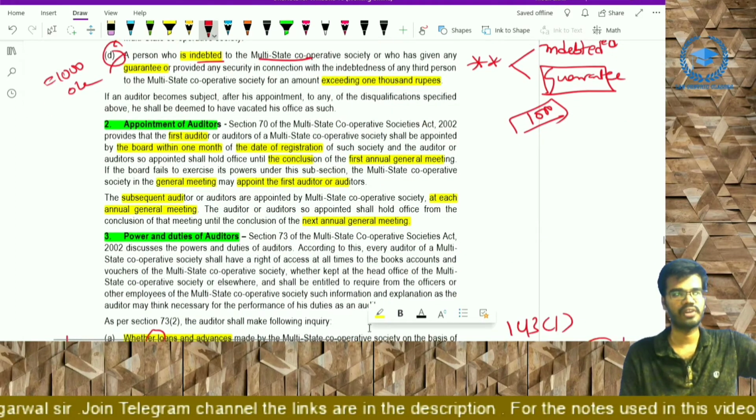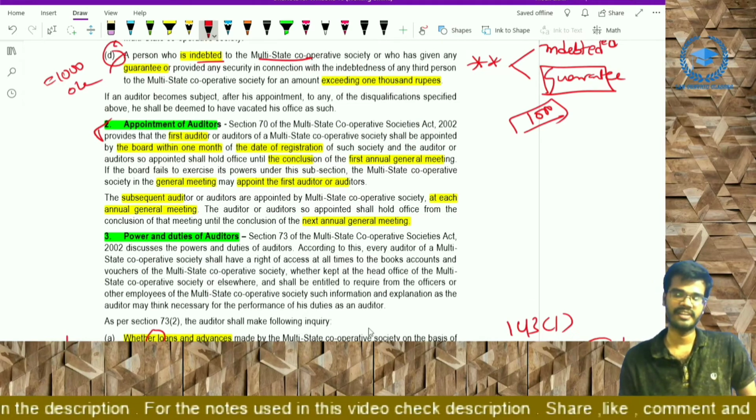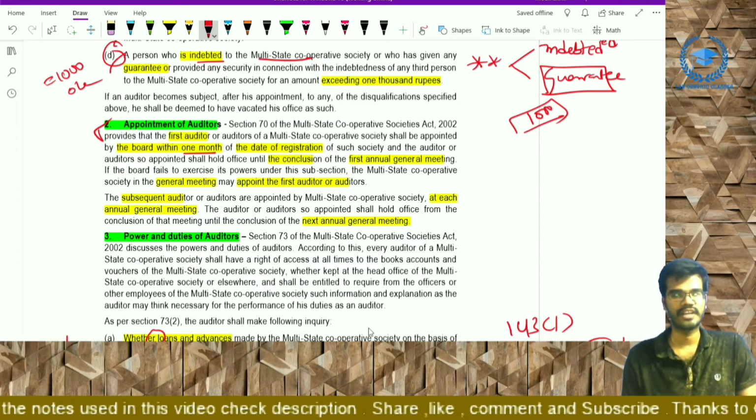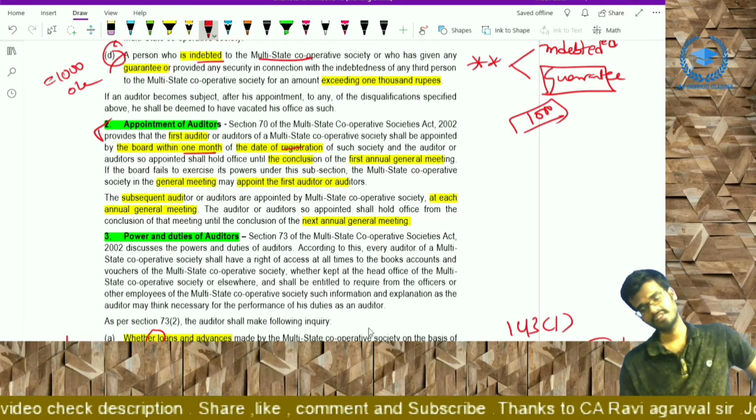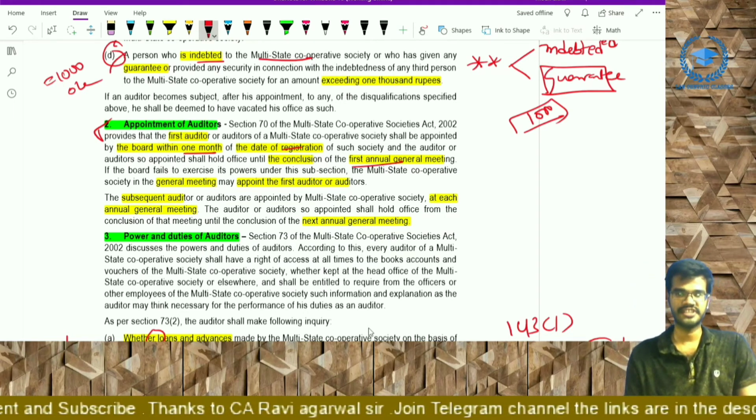And coming to the appointment of auditor, appointment will be done by the board. The first auditor will be appointed by the board within 1 month from the date of registration. If it is not appointed by the board, then the general meeting will appoint. The conclusion is the first AGM, right?